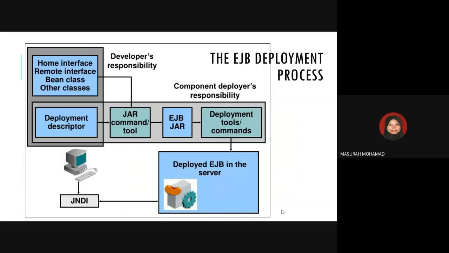Okay, so this is the illustration of the EJB deployment process. You have the home interface, the remote interface, the bean class and other classes. Then you make a deployment. You create a jar by using the jar command or tools. Then the EJB jar will be created, and this EJB jar will be passed to the deployment tools or command to make a deployment. Then it goes to deploy the EJB in the server.